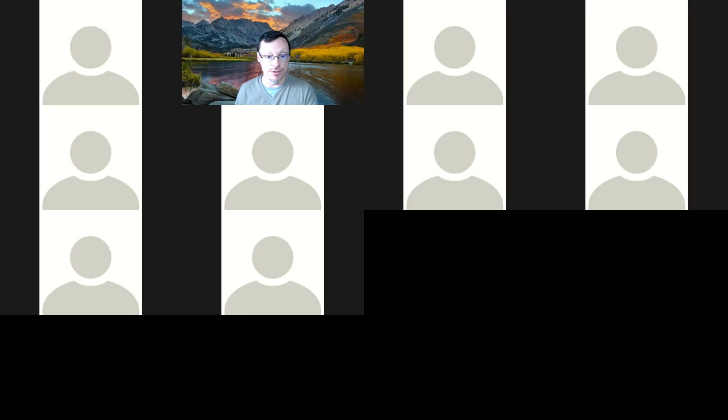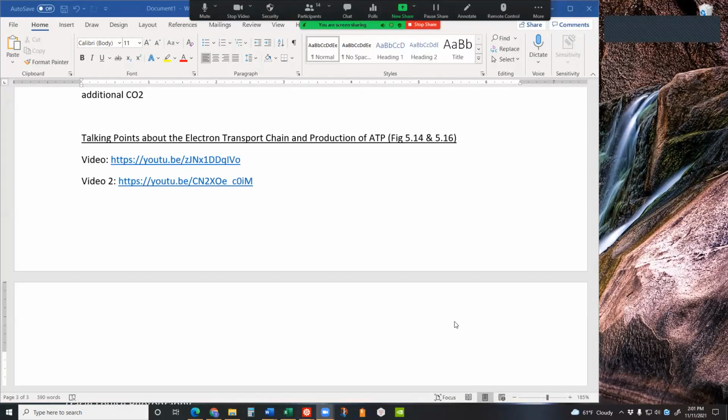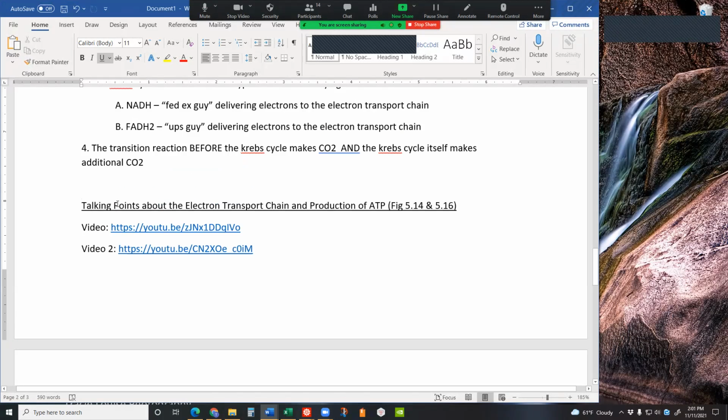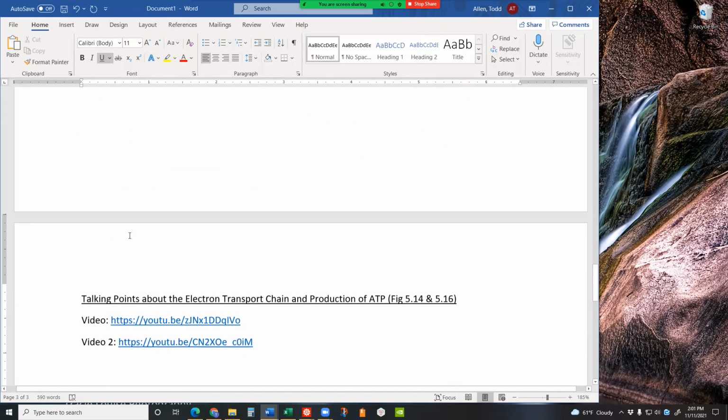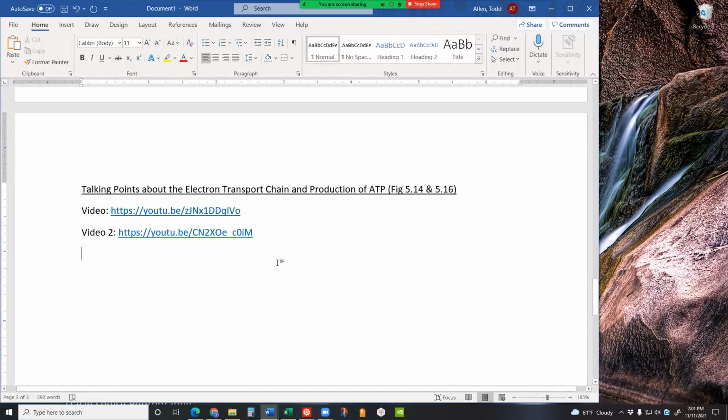Okay, let's continue with our conversation. So last time, we had just finished showing you the video on electron transport. And so now I just want to give you a couple observations or points that you should think about while you're studying this topic. First off, number one, if you look at figure 5.14, look at figure 5.14.